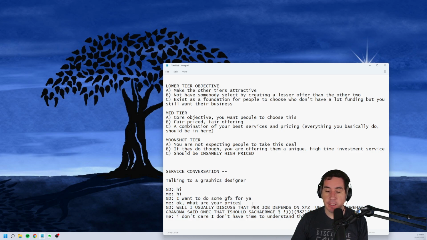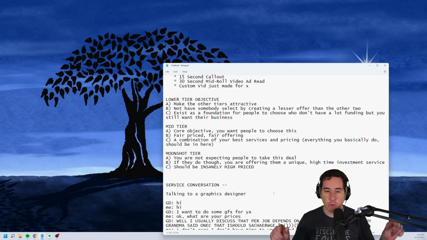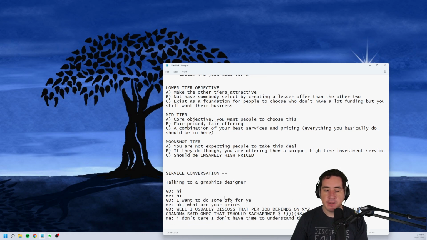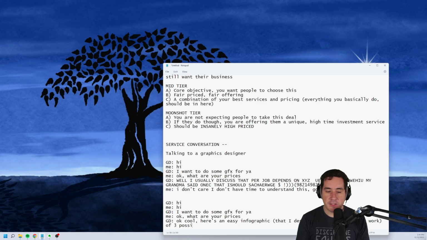What ends up happening, this is why it happens, okay? The service provider is not confident enough and hasn't spent the time to really think through what their core product should be. The best graphic designer is going to be a guy who, when this exact conversation happens, says, okay, cool, here's an easy infographic that I designed so you can see 3 possibilities of tiers, right? Possibility 1 is 2 graphics designed for $30. This is 1 custom art for this dollar, right? And here's my portfolio for reference, okay?